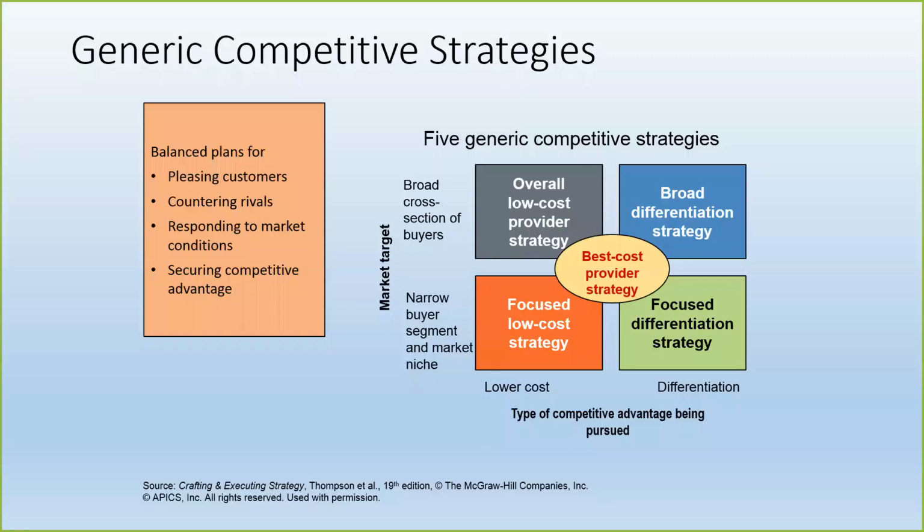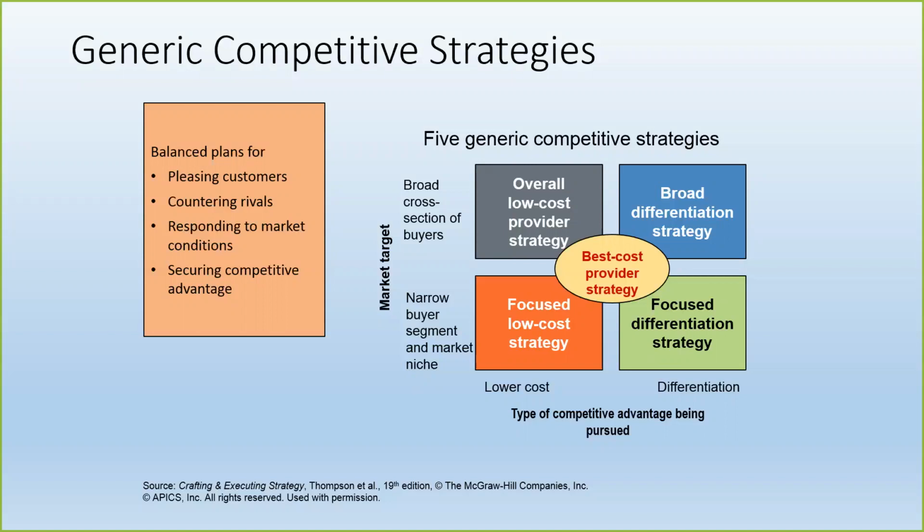So let's take a look here at our slide. We've got a competitive strategy. We've got our business strategy. We've got our operational strategy. We've got our competitive strategic objectives. When we align them, we put ourselves in a position where we have a balanced plan for pleasing our customers. We're able to counter our rivals, we're able to respond to market conditions, and we're able to secure a competitive advantage.